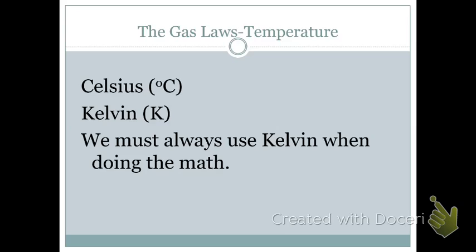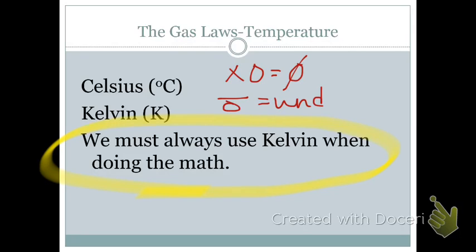And then the rest of this, I think, is a little more review for you. Celsius, the symbol is degrees C. Kelvin, the symbol is K. Note here, we always use K when doing the math. Why? Because any number times 0, which is degrees Celsius, is going to be equal to 0. Can't use it. And any number divided by 0 is going to be what we call undefined. Again, can't use it. So we always use Kelvin when we do the math.